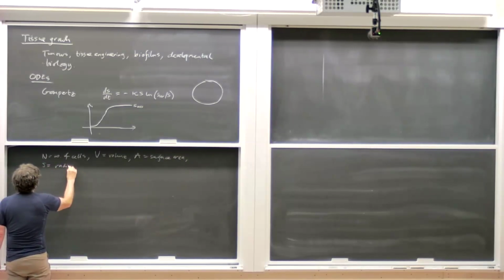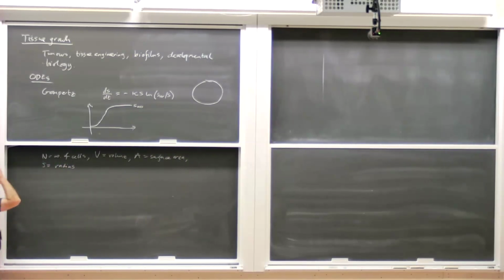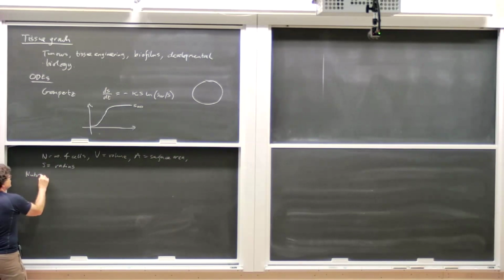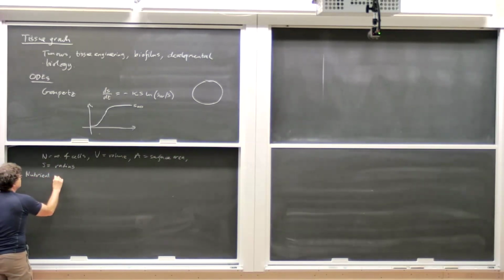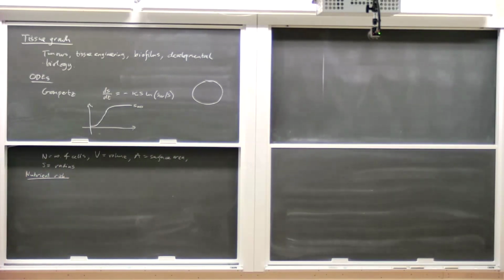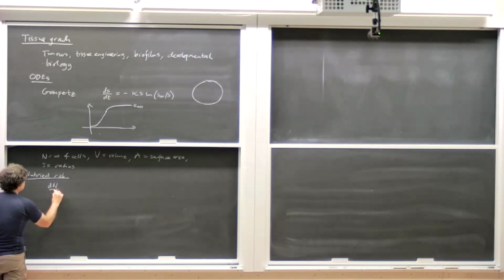And I'm going to straight away split it into 3 phases because I think it is instructive in terms of how you then set up the PDEs. So the first phase is nutrient rich. So the cells all have an ample supply of nutrient. So they're all dividing and dividing at pretty much the same rate. So the model you write down is Malthusian growth.